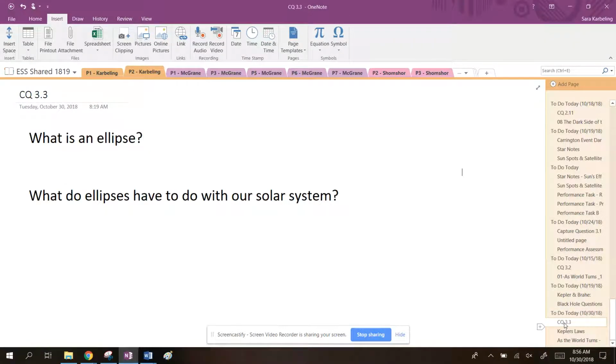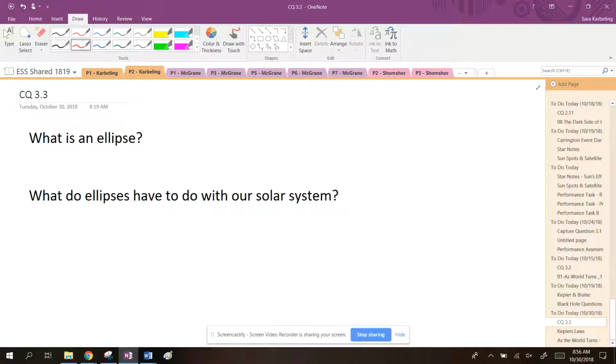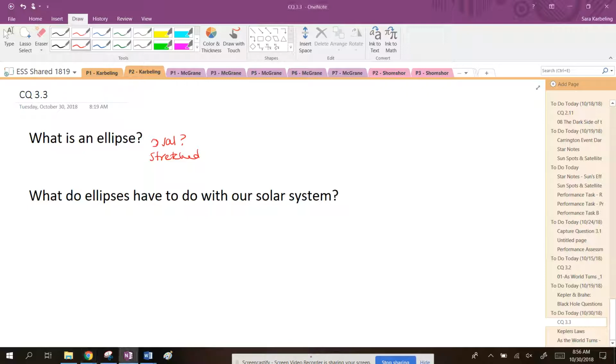That's the first question. What is an ellipse? Go. An oval. A lot of people want to say that, right? Yes, an oval. What's an oval? A stretched. Oh, no, you can't see. There you go. My handwriting is really not very pretty today, so it probably works out okay for you.